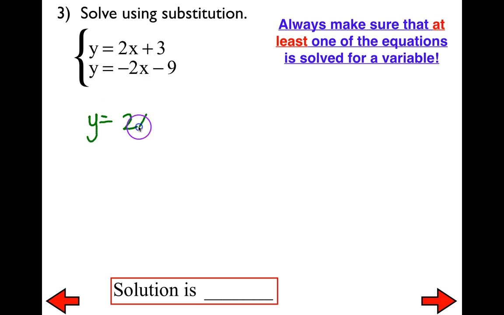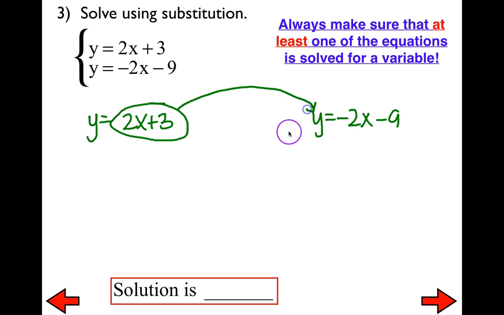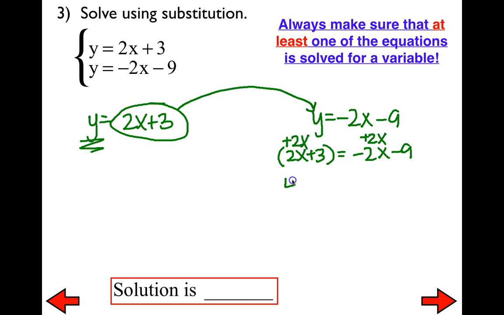y equals 2x plus 3, and y equals negative 2x minus 9. Since I know the value of y, I'm going to take this expression and substitute it in for y. How come y? Because here it says y equals. So I'm going to be left with 2x plus 3 equals negative 2x minus 9. Since we have variables on both sides, I'm going to move it over to the left. Now here, hopefully you were careful and you added 2x to both sides, and you're left with 4x.